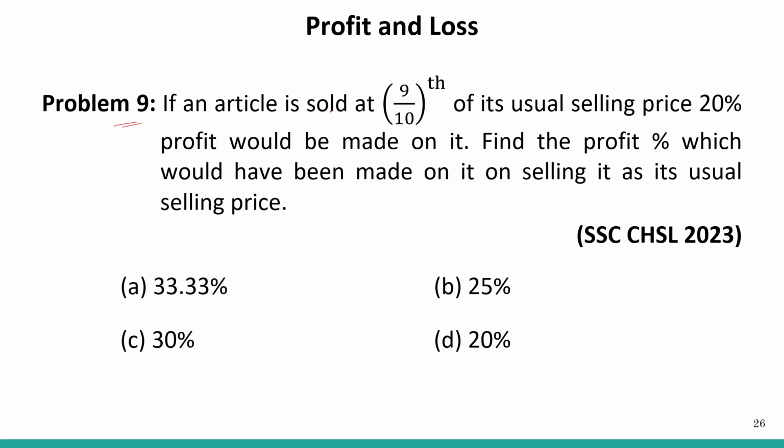Okay. So let's see problem number 9. If an article is sold at 9 by 10th of the usual selling price, 20% profit would be made on it. So find the profit percentage which would have been made on it on selling it at its usual selling price. Okay, is it 33.33%, 25%, 30% or 20%? So this question has appeared in the SSC CHSL 2023 paper. So let's see which among these four is actually the correct answer.